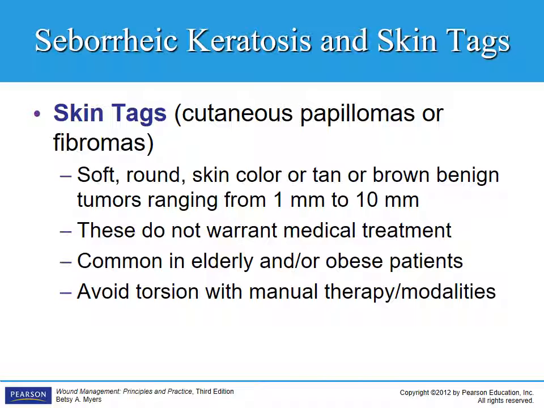You want to make sure that when you see these, you don't twist when you're doing manual therapy or any modalities on this patient. You're not twisting that skin tag because you can make it bleed. So you just have to be careful if you see a lot of skin tags that you're avoiding torsion of it when you're doing manual therapy or using any kind of modalities, or even if you're using a cuff weight on them, or if you're using TheraBand around the skin, just be very careful that there's not a torsion on the skin tag, so you can tear it and it can bleed.